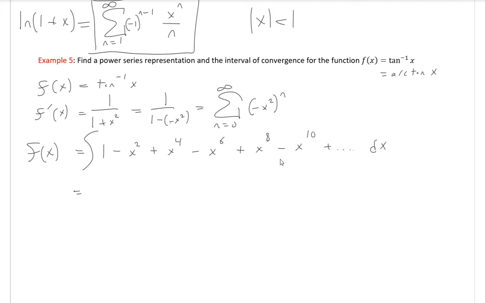If we do so, what we get is x minus 1/3 x cubed plus 1/5 x to the 5th minus 1/7 x to the 7th plus 1/9 x to the 9th minus 1/11 x to the 11th, etc., etc. And we already see a pattern here, kind of like before. In this case, not every single value of n is going to be represented, but we see x to the 1, 3, 5, 7, 9, 11. These are all odd powers.